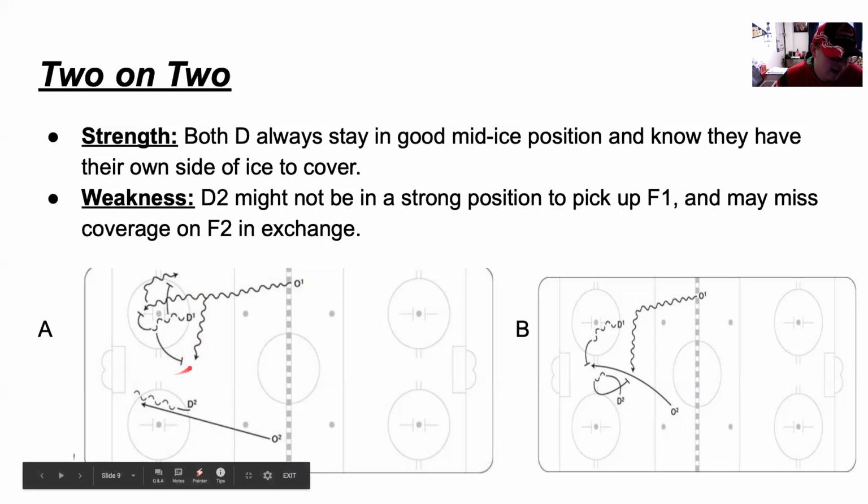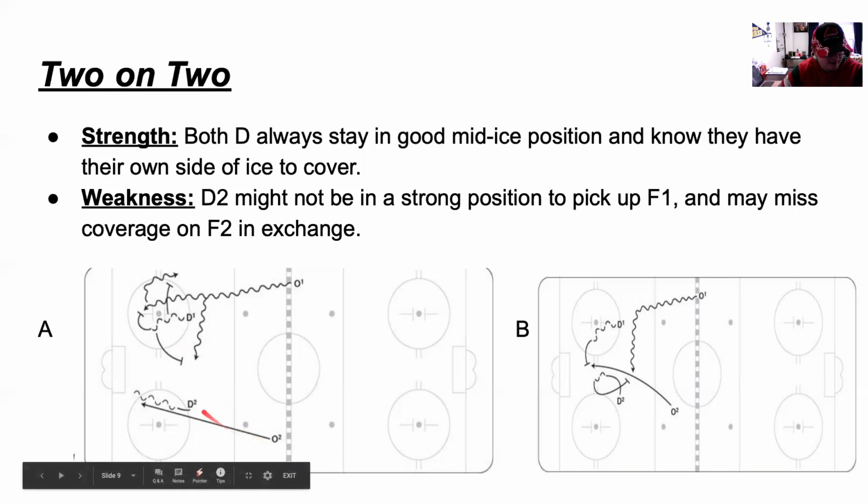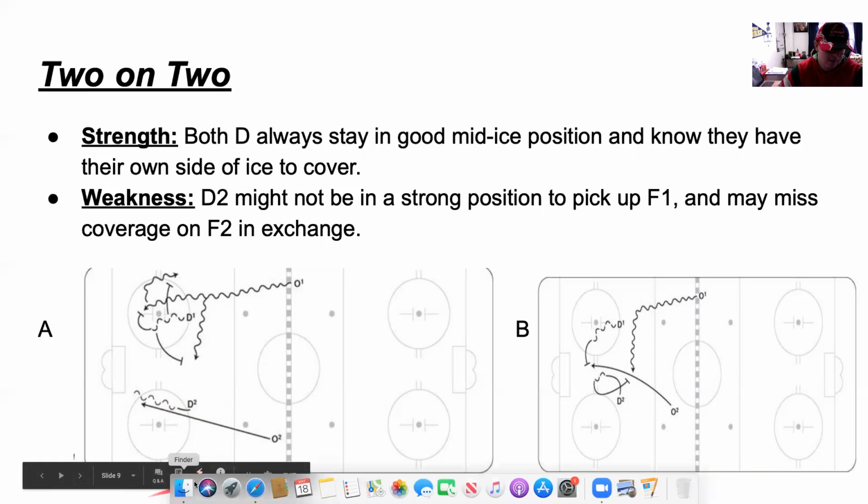We don't want them walking the net. Force them to the boards, D2 takes care. Okay, and then if O1's coming over here, that D is going to come over here and pin on the boards and try to get the puck. There will be support. If O1's coming in here, that's where D1's going to step up and make the play. And then always, this D over here is going to cover that player that's trying to go to the net.